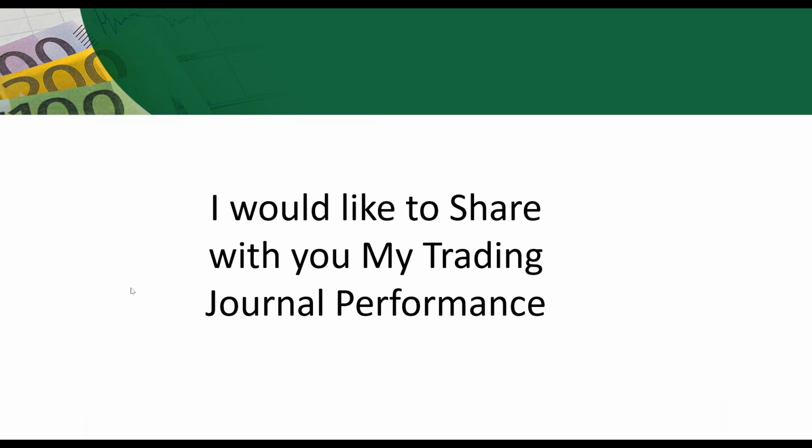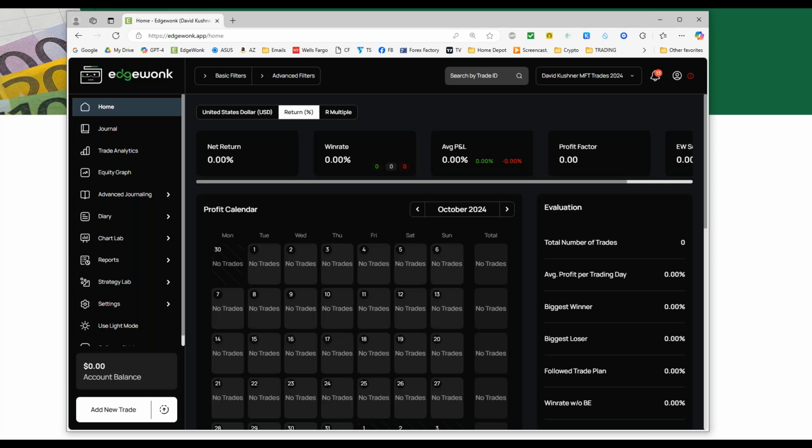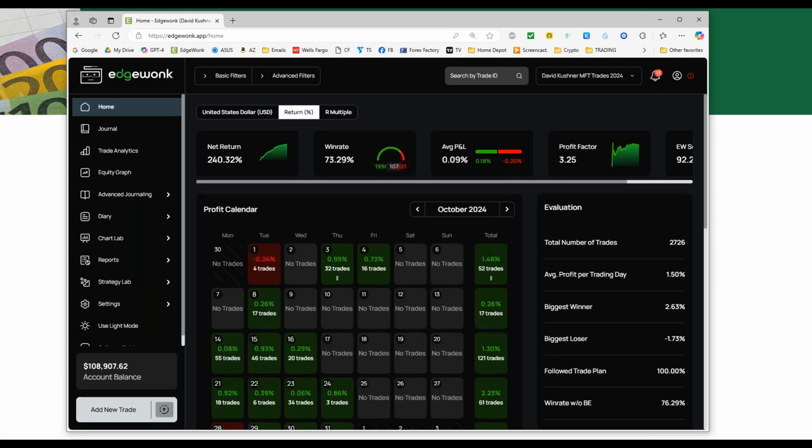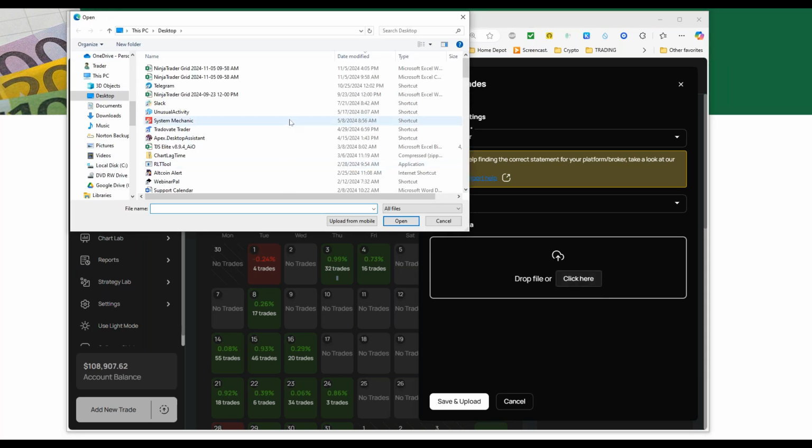Before we get started, I want to share with you my personal trade journal. I use an online trade journal. Let me go ahead and log in here. And every day at the end of the day, I click this button here. I go to NinjaTrader, I do my trade performance, then I download it into an Excel worksheet. And you can see, here's my worksheet for today.